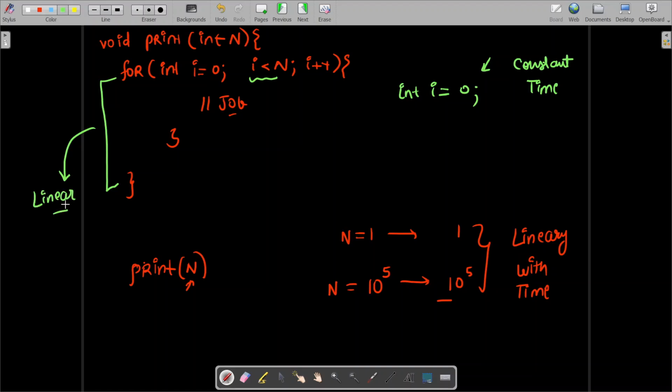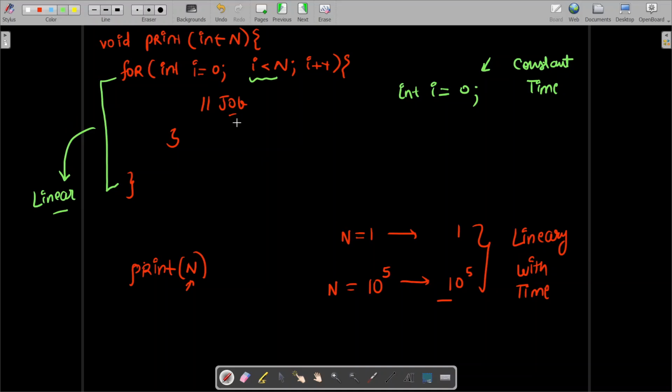So we should be very careful when we are analyzing the time complexity of a loop because it may change. Here it is n. It is not always n. I will show you an example.